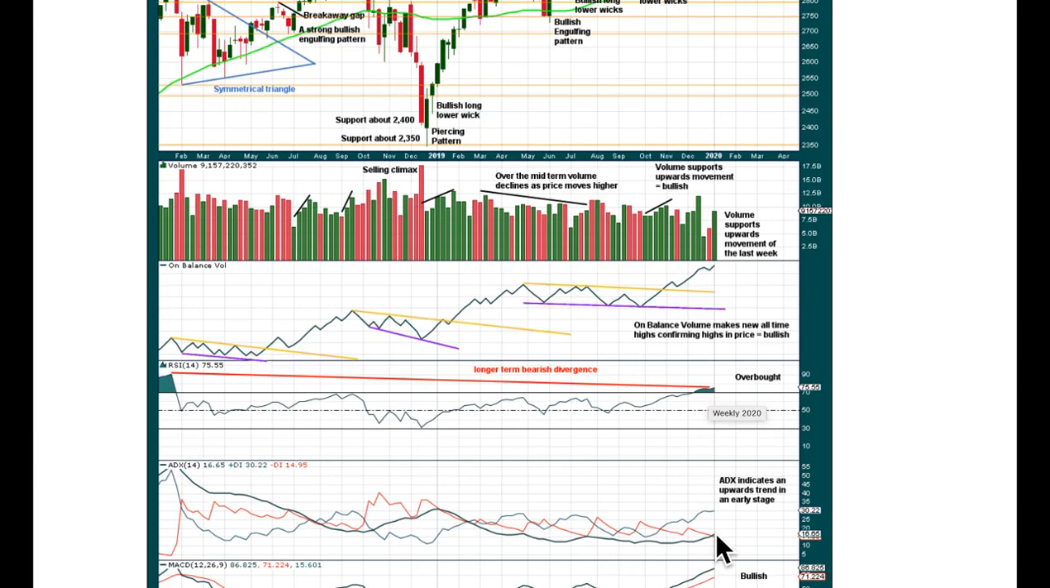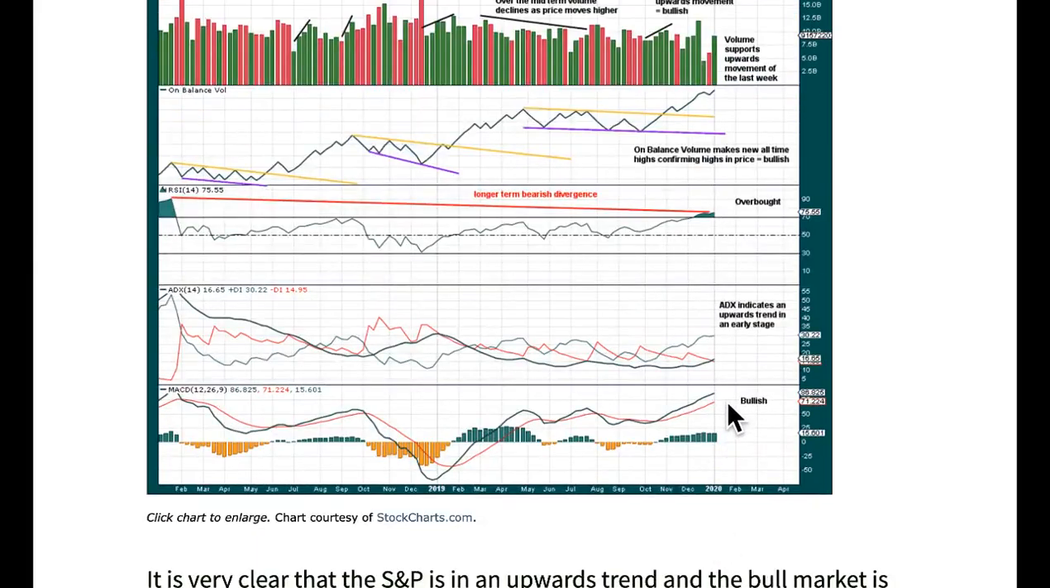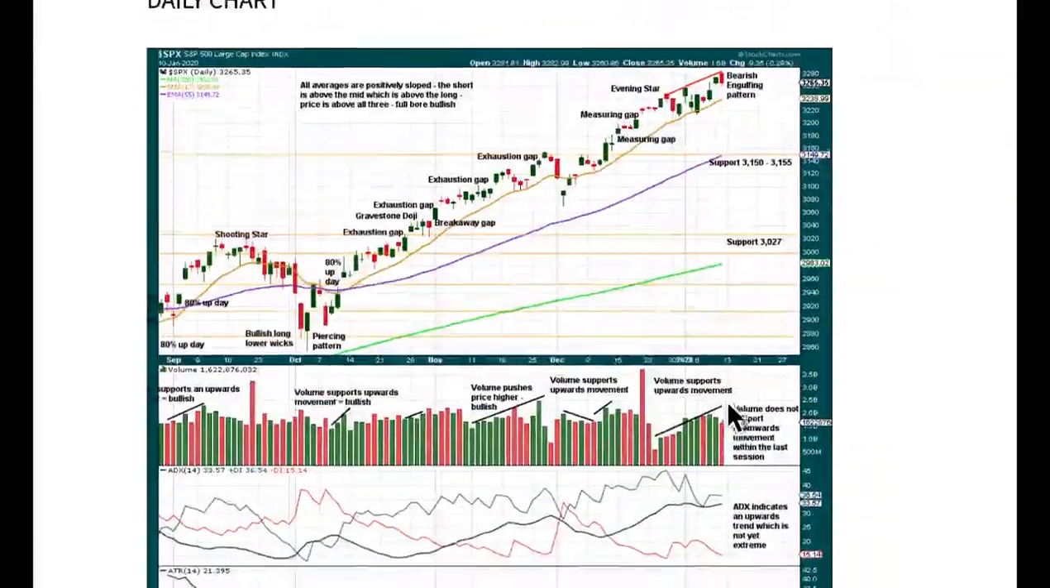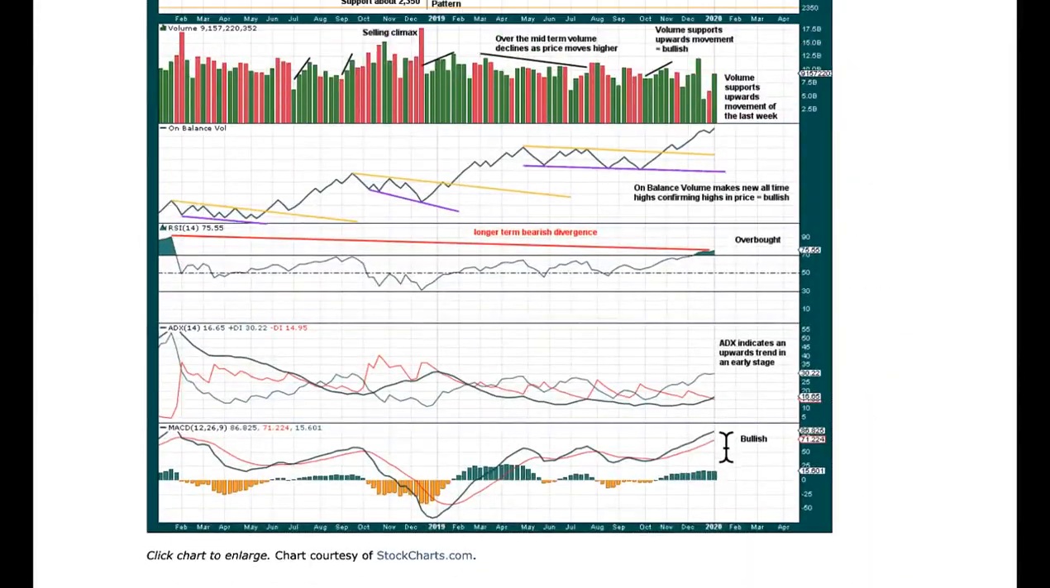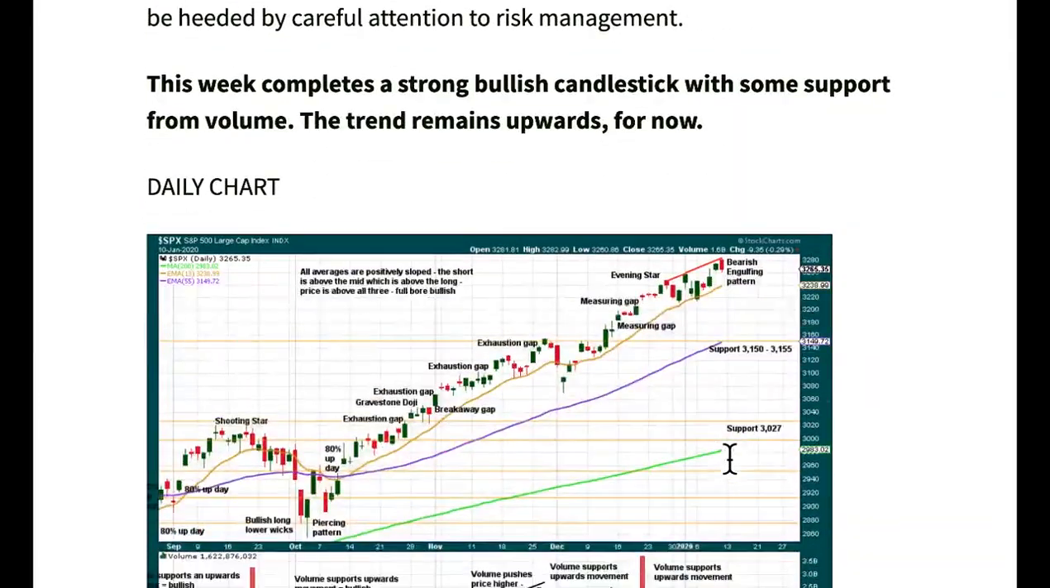ADX at the monthly chart level is indicating there is still an upward trend, and at this time frame, in a relatively early stage. MACD is full bore bullish. At the weekly chart time frame, not monthly, that was a weekly chart.